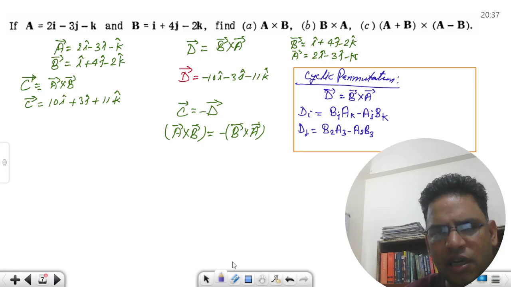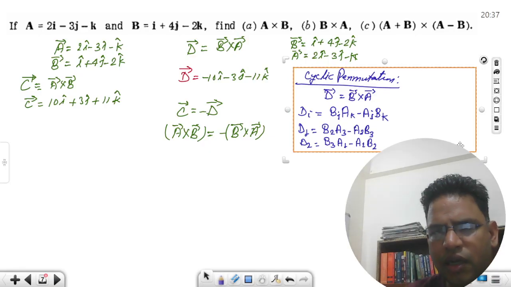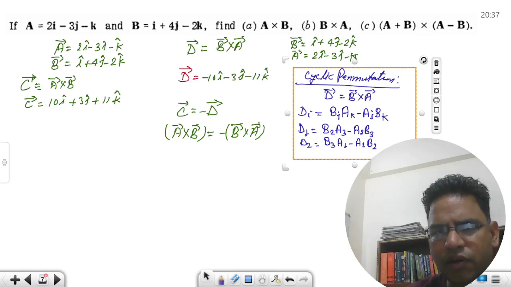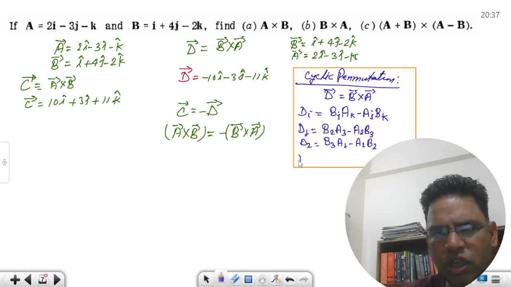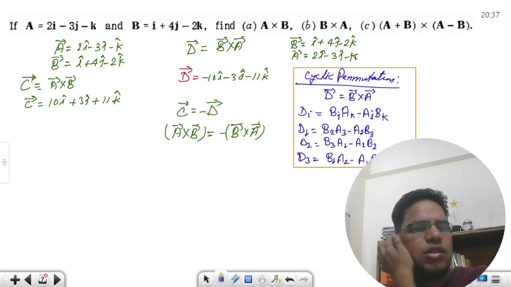a2b3. Similarly, d2 is going to be b3a1 minus a3b1. And if you can do this mental calculation, slowly you will develop this kind of intuition. Okay, d3 is going to be, after 3 what comes? 1 2, so b1a2 minus a1b2. Finished. This is how I solved it.